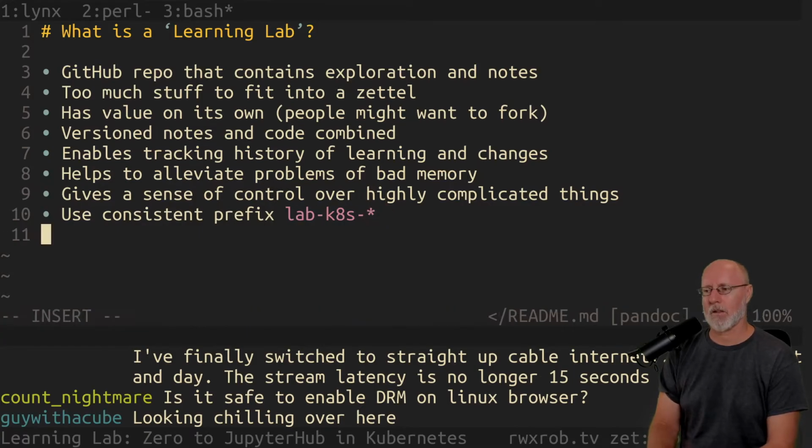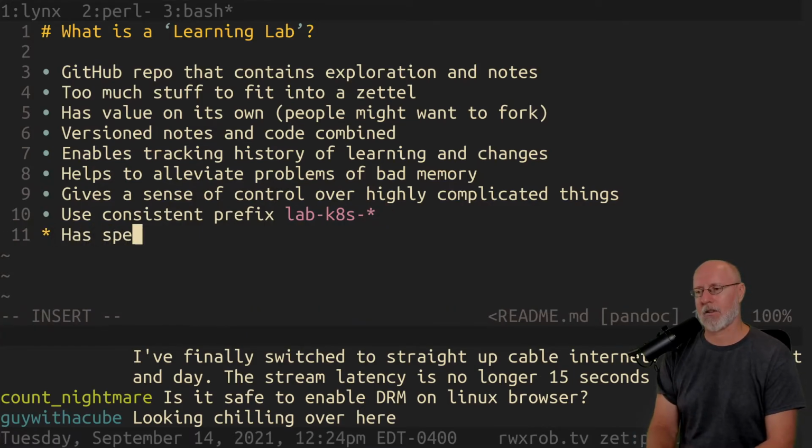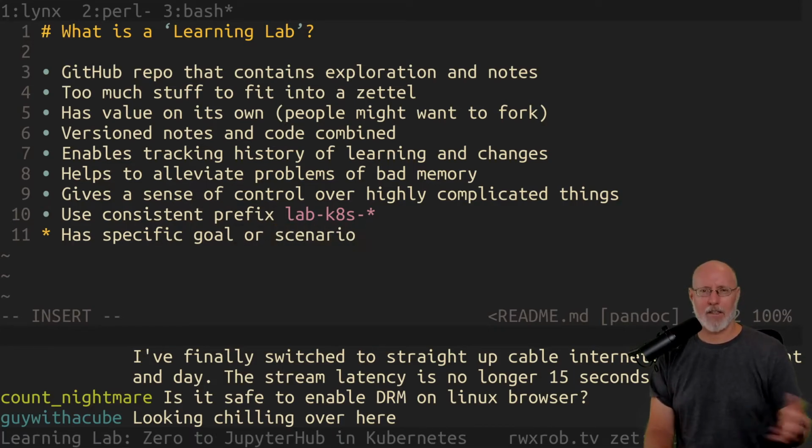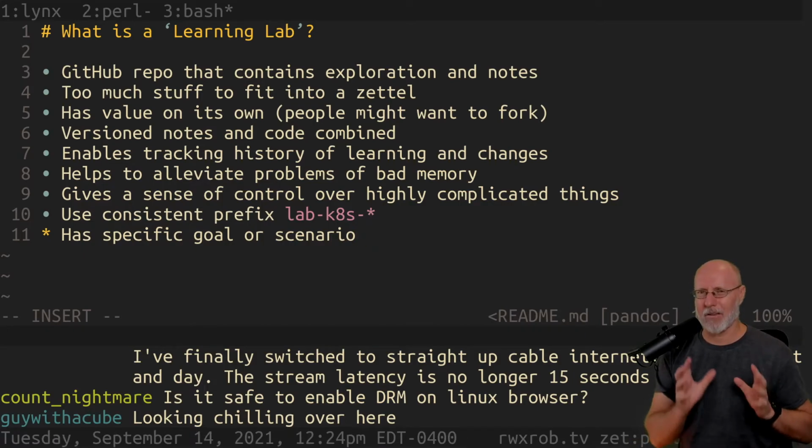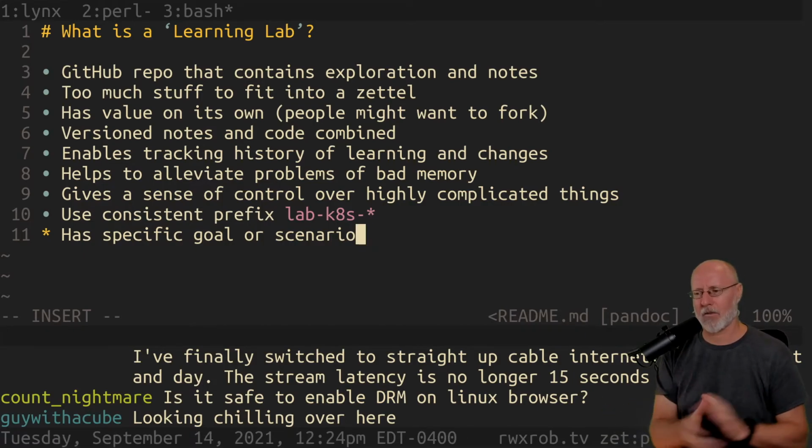So we're going to say a lab has a specific goal or scenario. It's kind of like an escape room in that sense, like we talked about, multi-user distributed learning or MUDs for learning. It's kind of the same thing, but it doesn't have any of that sort of rhetorical incentive to do it. It's more, hey, this is a project you're being asked to do. It has a specific goal or scenario in mind.